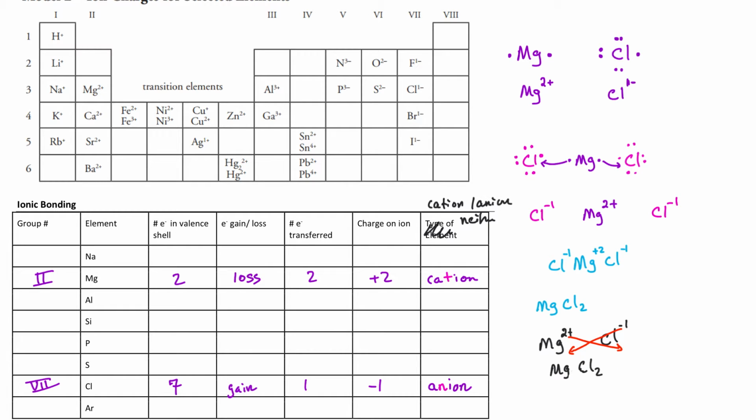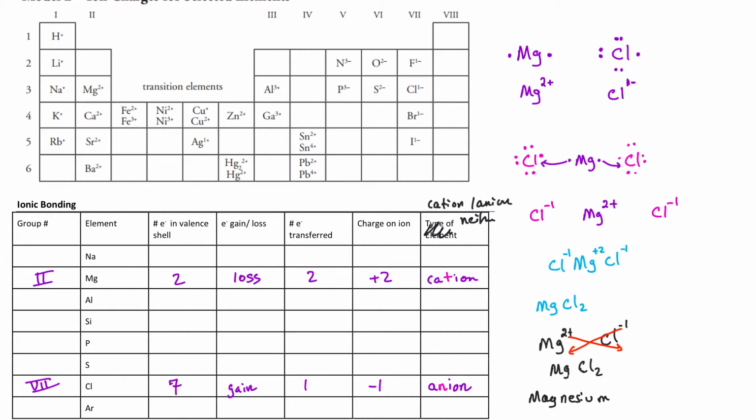Now, how do we name these ionic compounds? Well, we always start with the cation first. So we write the name of the cation as it is, and we don't care about the number of them. So I'm just going to write magnesium.